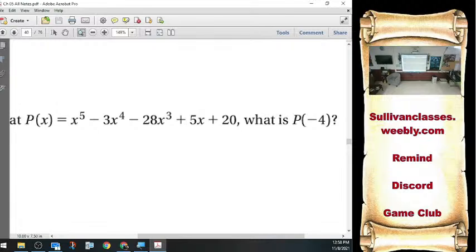Especially if you don't know your cubes and squares and all that other stuff like you're supposed to. Four, 5. 24, so 5, negative 96. It's negative 91. 1 is negative 364, negative 344.